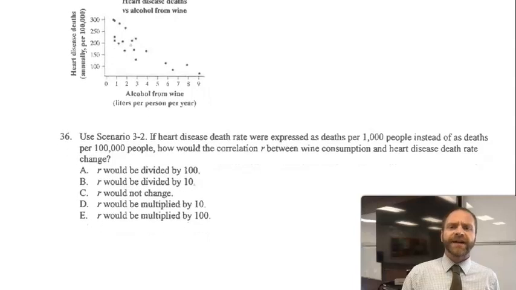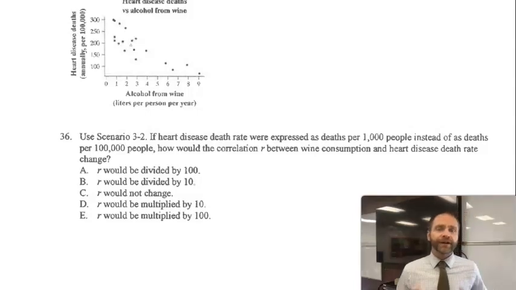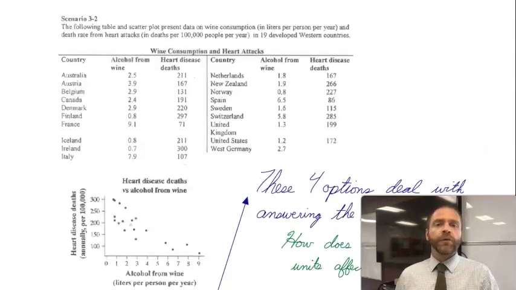In this one, we're asked to look at what happens if we transform, or change the scale of, one of the variables. We're told, if the heart disease death rate, which is our response variable on the y-axis, is changed from per 100,000 people to deaths per 1,000 people, how would that affect our correlation, our R value? So really we're analyzing how transformations or scaling affect the correlation between our explanatory and response variables.